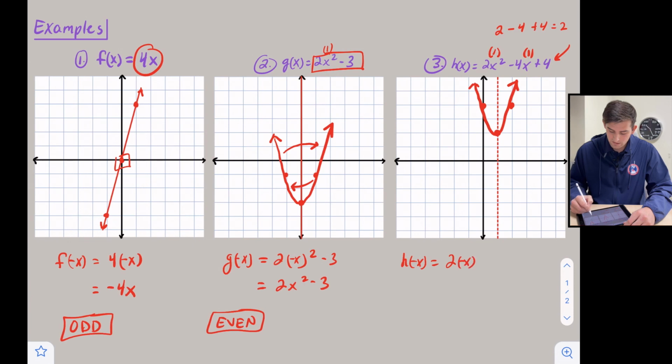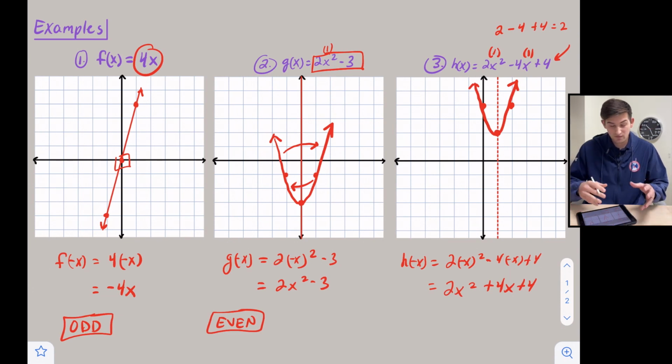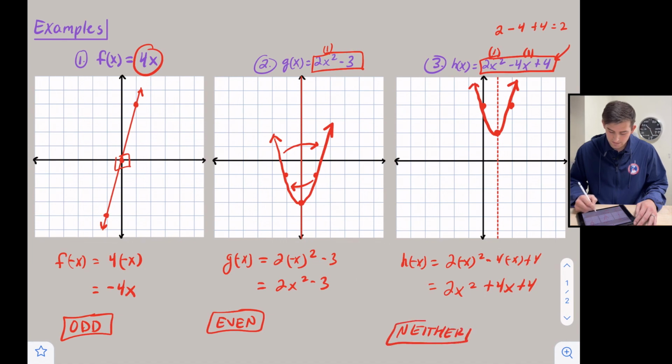So 2 times negative x squared minus 4 times negative x plus 4. This is still 2x squared, but now we get plus 4x plus 4. So 2x squared plus 4x plus 4 is not the same as 2x squared minus 4x plus 4, and it's not the opposite, so we consider this one neither. That's how to tell if functions are even, odd, or neither.